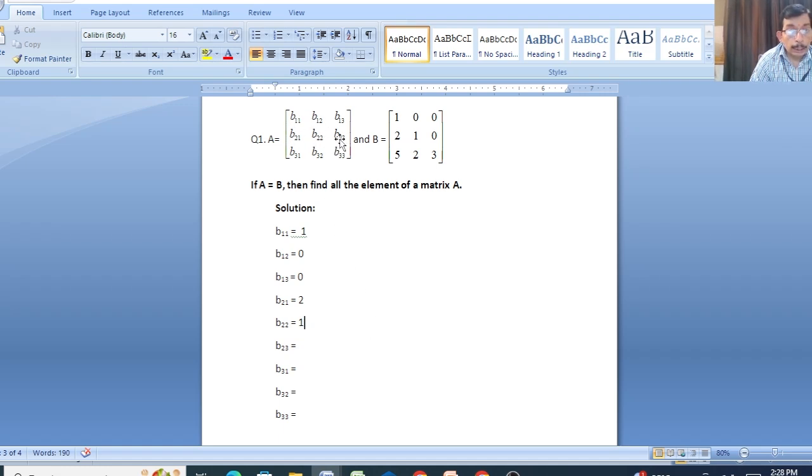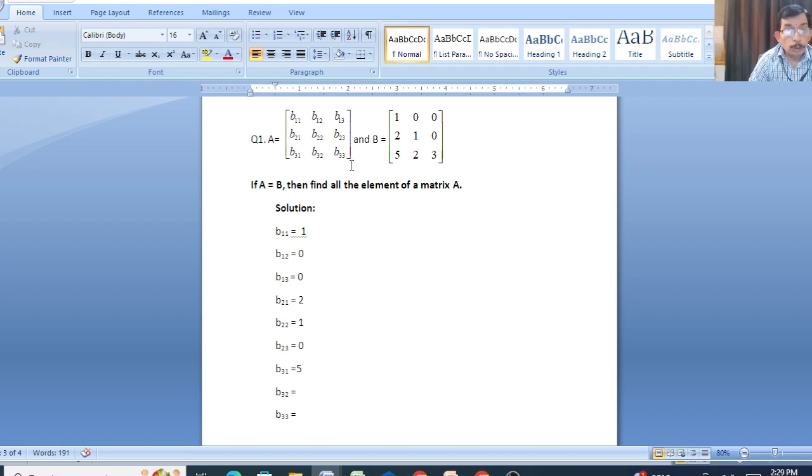B23, second row, third column element is B23. In the matrix B, second row, third column is 0. Then B23 is 0. Now we come to the last row in matrix A, B31. B31 means third row, first column. In the matrix B, third row, first column is 5. Then B31 is equal to 5.